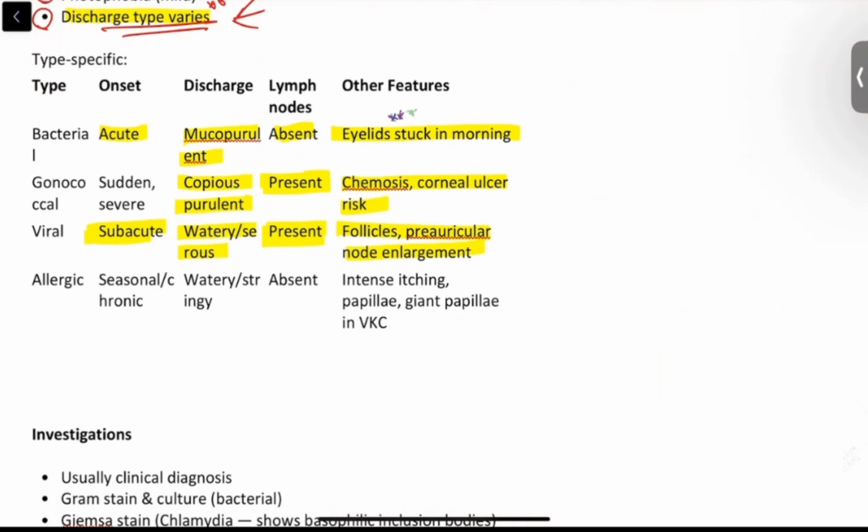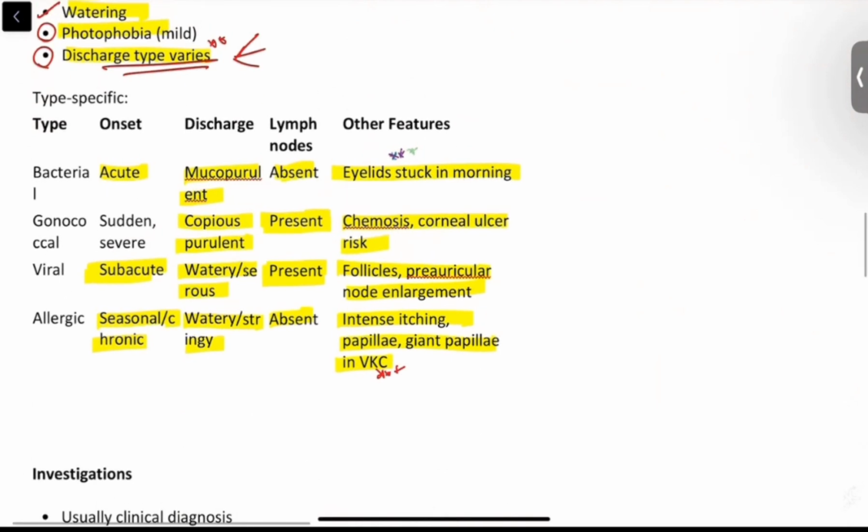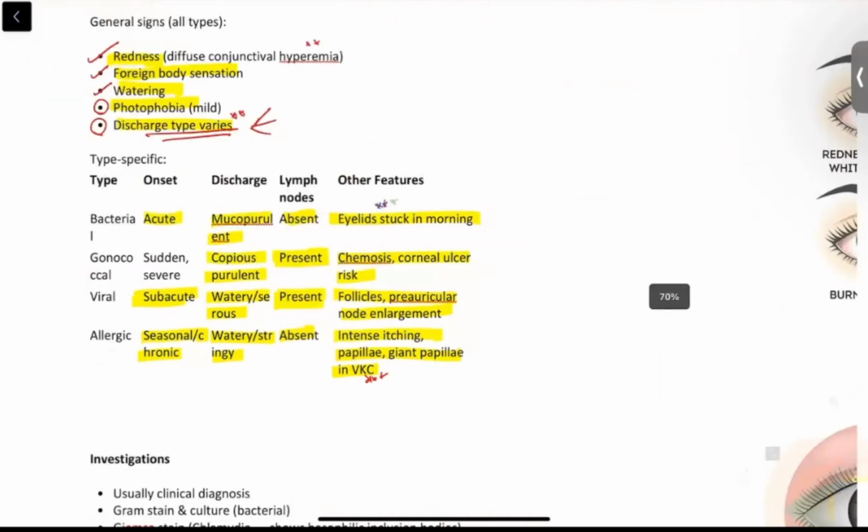In case of allergic conjunctivitis, it is usually seasonal or chronic. Watery or stringy discharge is present. Lymph nodes are absent. Intense itching, redness, papillae, giant papillae in case of vernal keratoconjunctivitis is seen. So these are the type specific features in case of conjunctivitis.